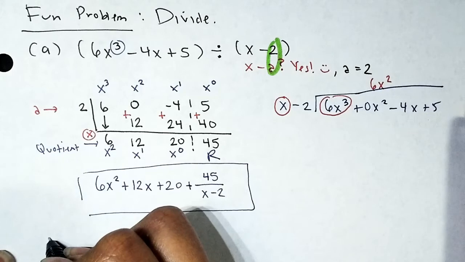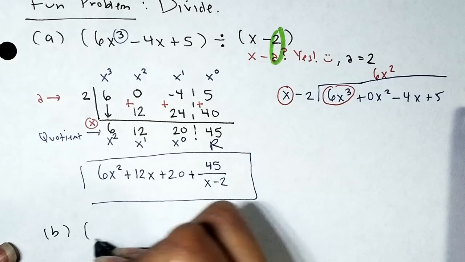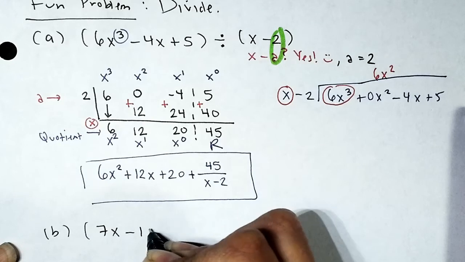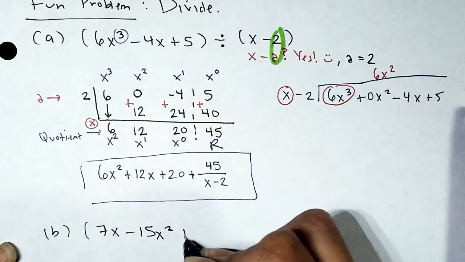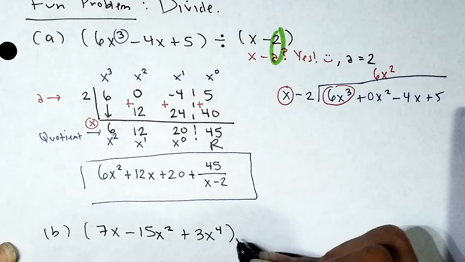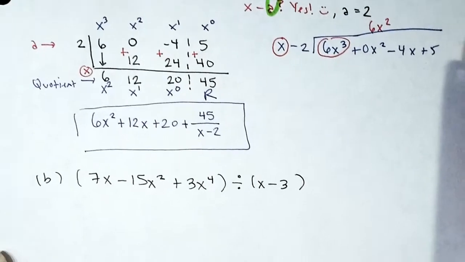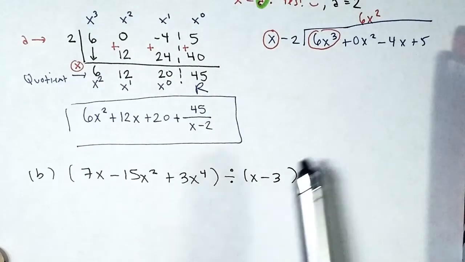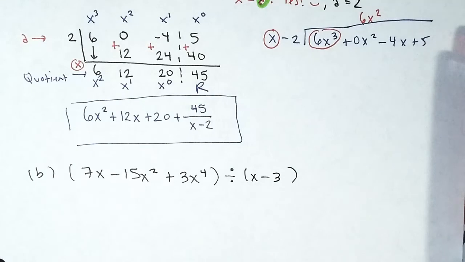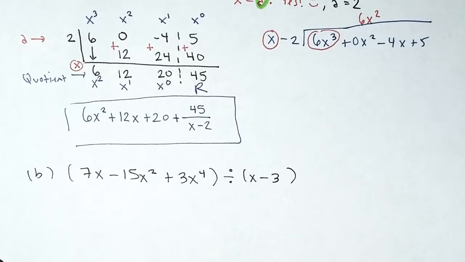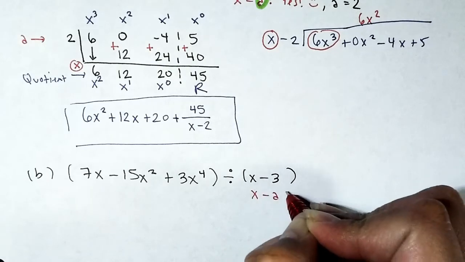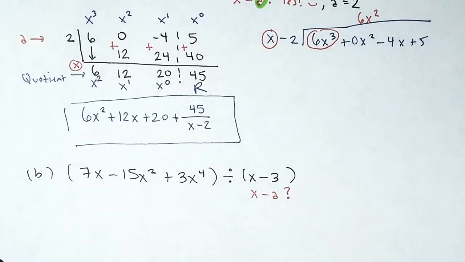Okay, problem B. We have open parentheses 7x minus 15x squared plus 3x to the fourth, close parenthesis, divided by x minus 3. Fantastic. We are asked to divide. Yes, you can do a long division if you want, but I'm going to ask myself, can I take a shortcut? Can I use synthetic division? Am I dividing by a binomial of the form x minus a number, to be more specific, x minus a? And the answer is yes. So let's go ahead and do this.